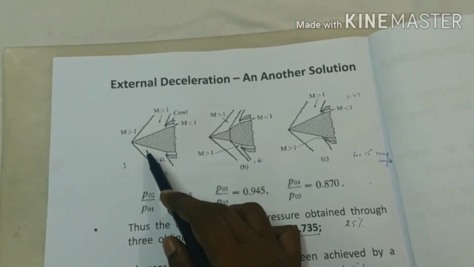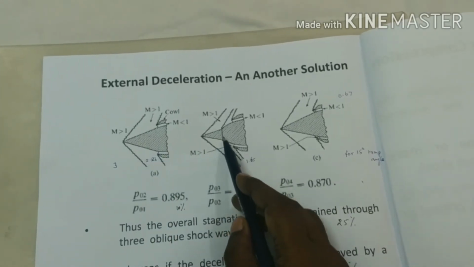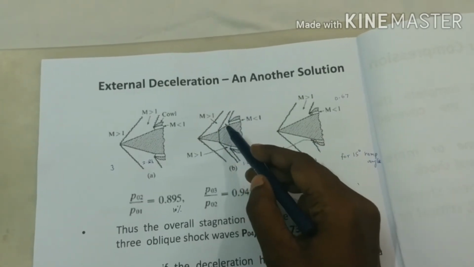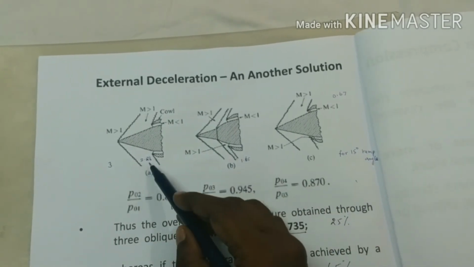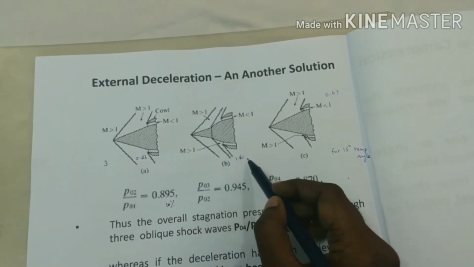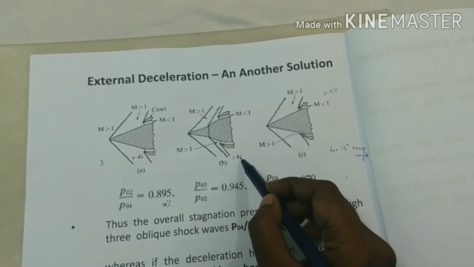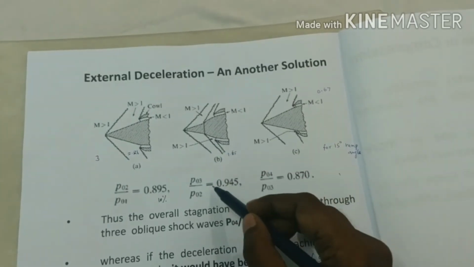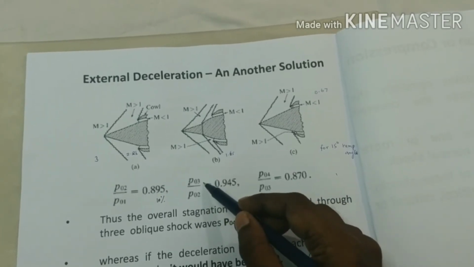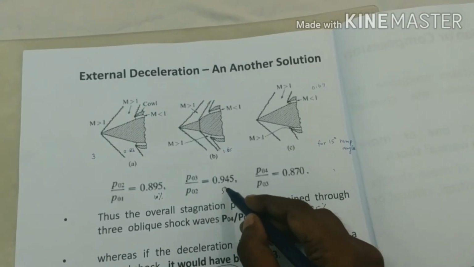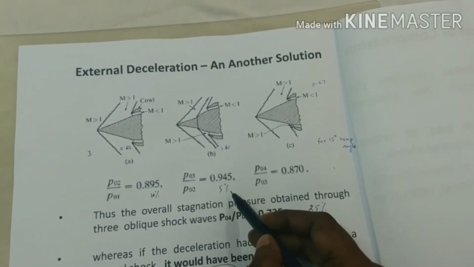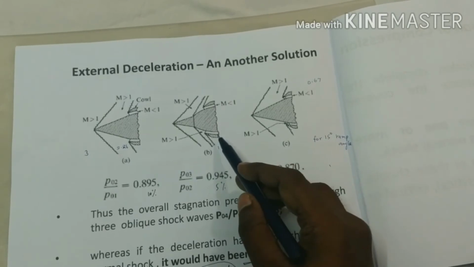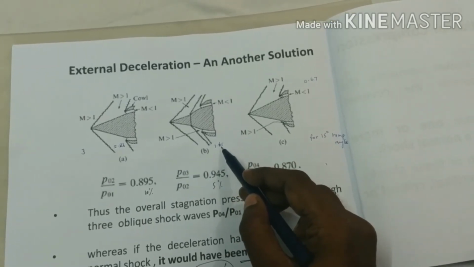When the flow is further moving down, it's the second step here. So again there will be an oblique shock formed. Flow is decelerated further from 2.26 to 1.65. The Mach number will be reduced. The corresponding pressure ratio is noted as 0.945, P03 by P02. So here about 5% stagnation pressure loss is observed. Again, it's moving further down, so it's the third ramp where the Mach number is reduced from 1.65 to closer to 1.